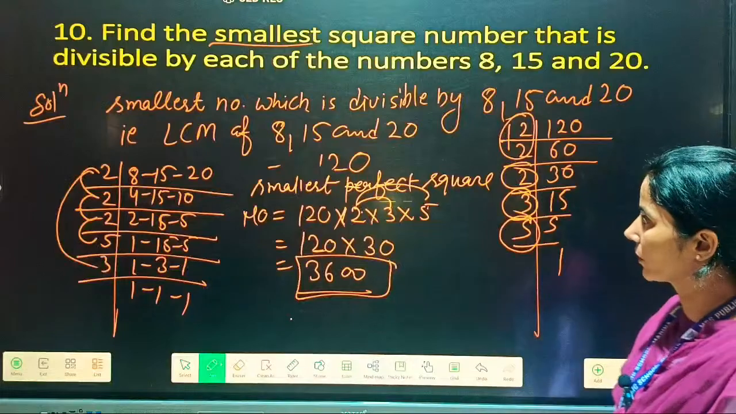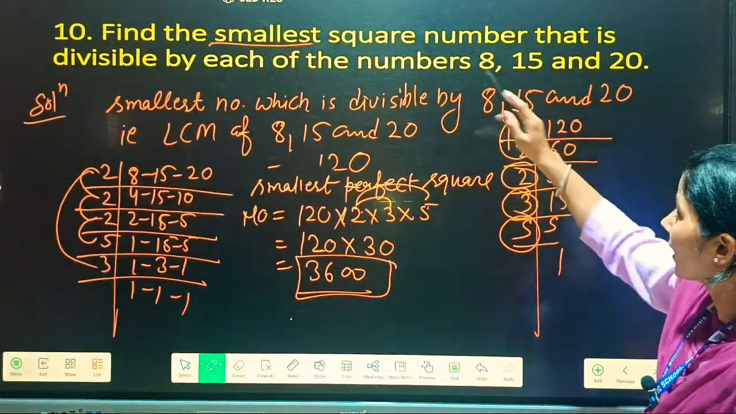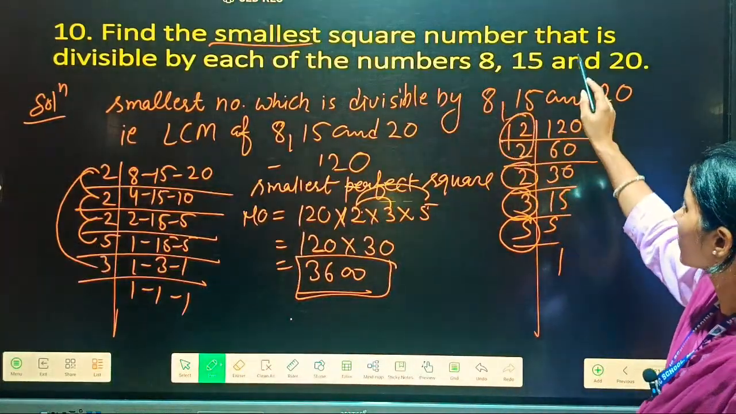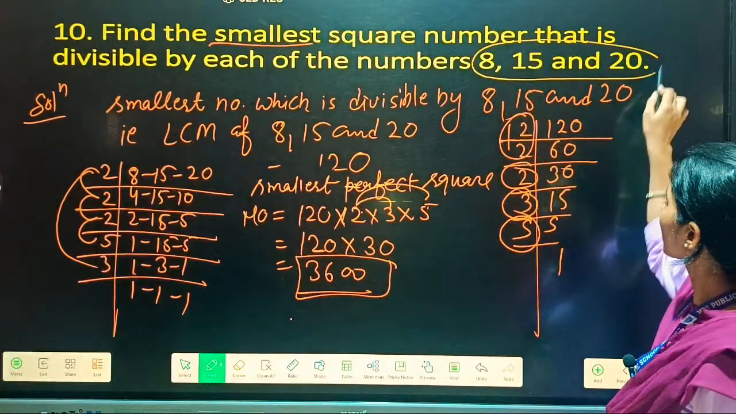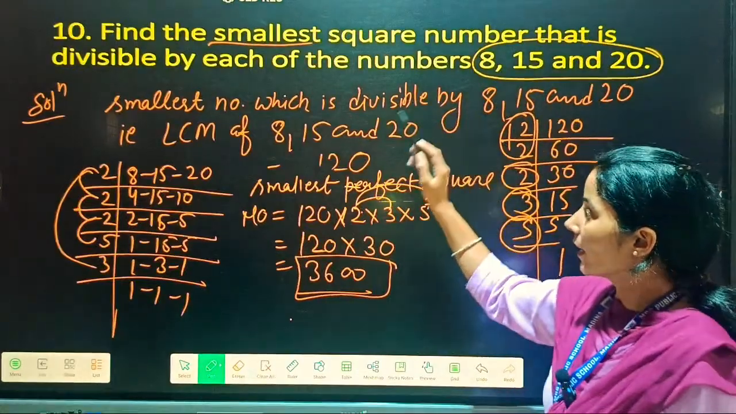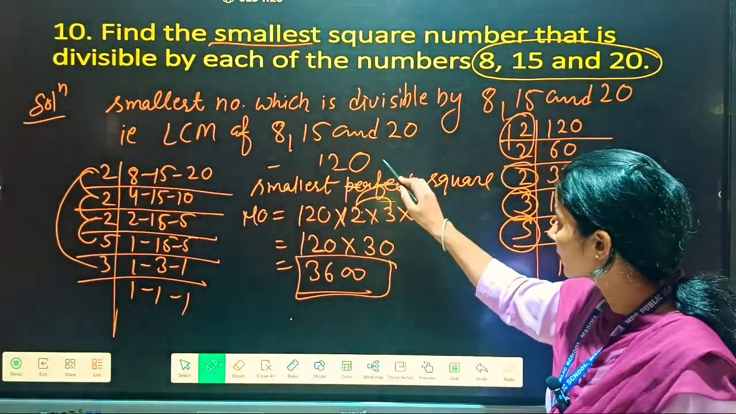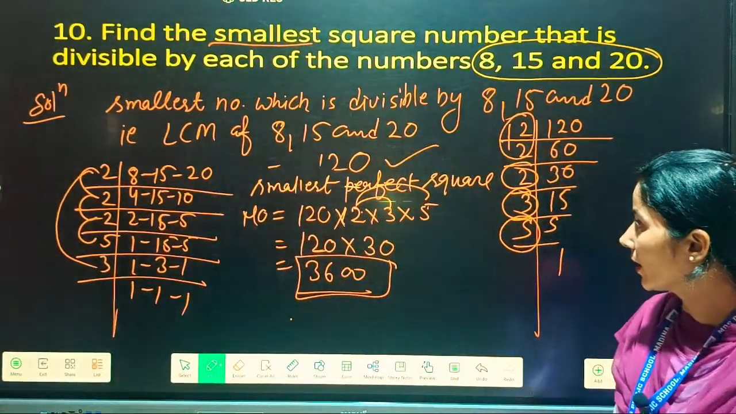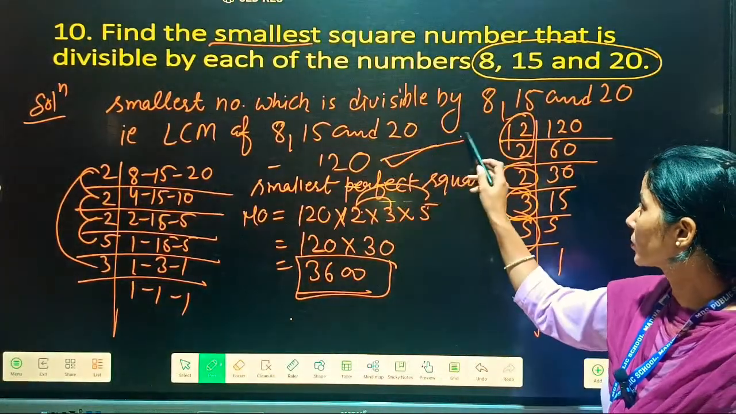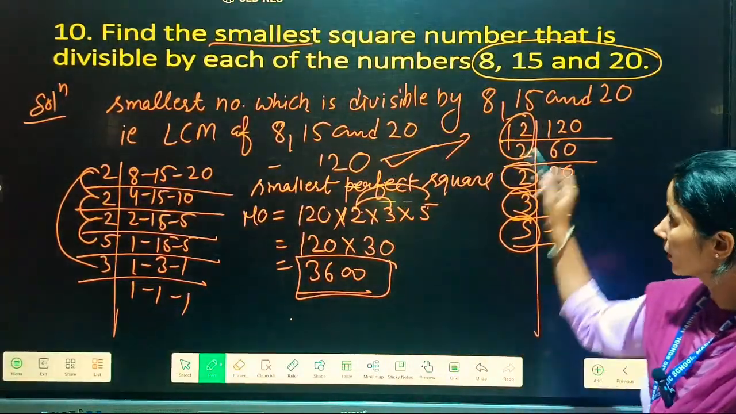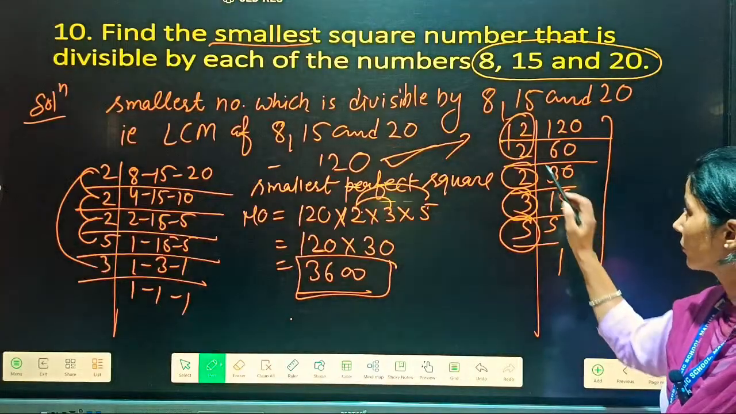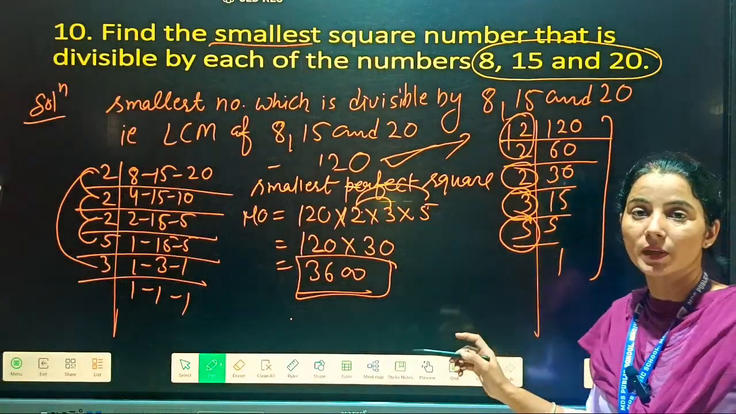Let us take one quick revision of this question. Find the smallest square number which is divisible by these three numbers. First of all, find the smallest number, and the smallest number will be the LCM of these three numbers, and the LCM of these three numbers is 120. Okay, after that we will check whether this is a perfect square or not. For checking, we will factorize it, and after that we will check whether the factors are in pairs or not.